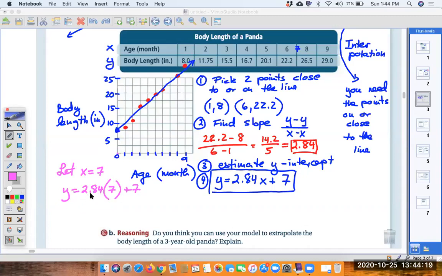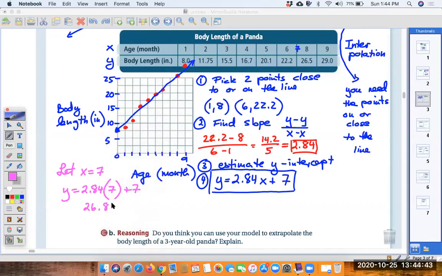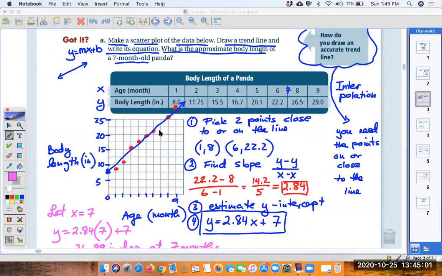Now use your calculator. That's why you needed 2.84 times 7 and then plus 7. And then you should have an answer. Let me check it. I had different numbers earlier. So 2.84 times 7 plus 7. I get 26.88 inches at 7 months. So there you are. That's interpolation. You used your equation to estimate a data point between.